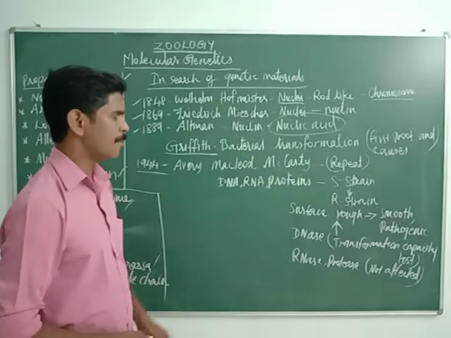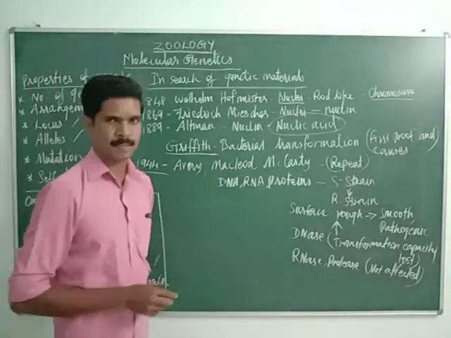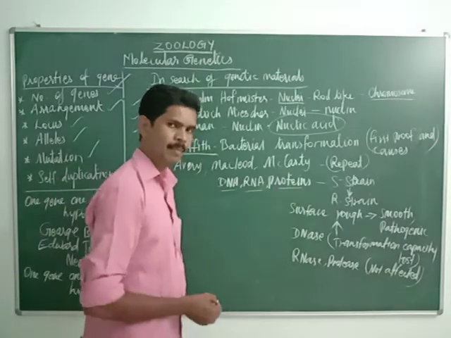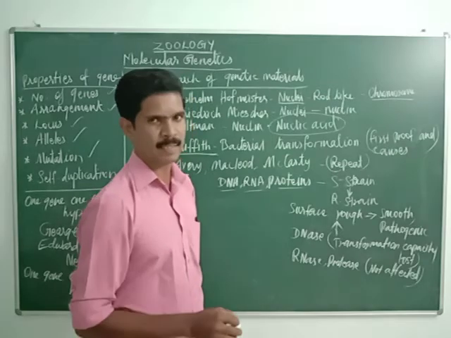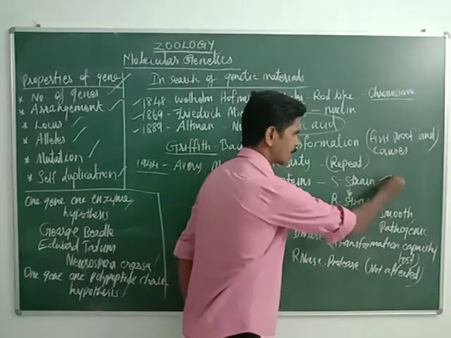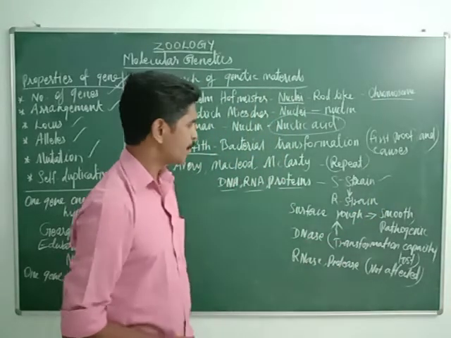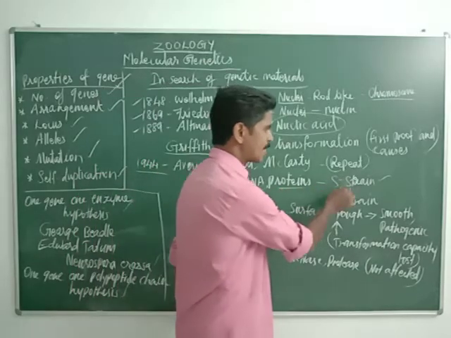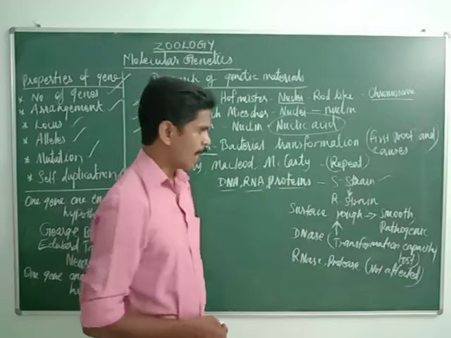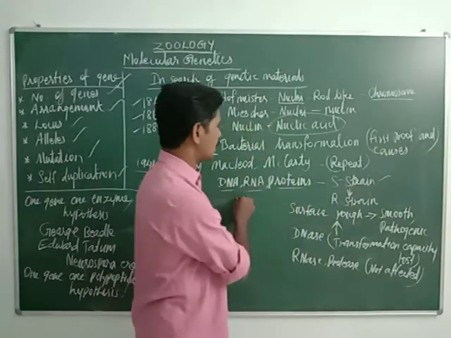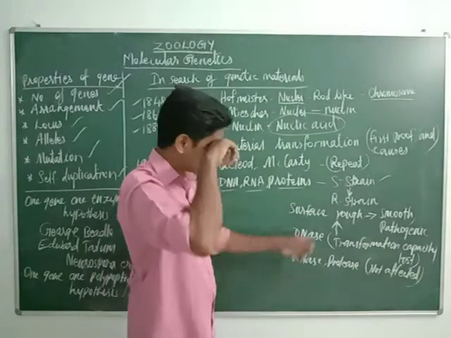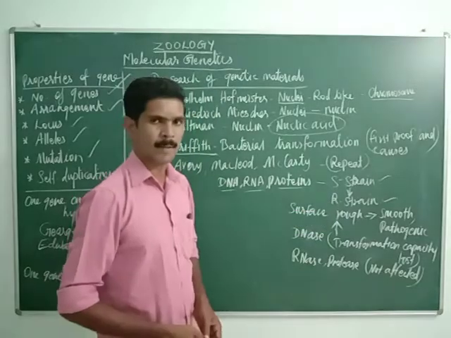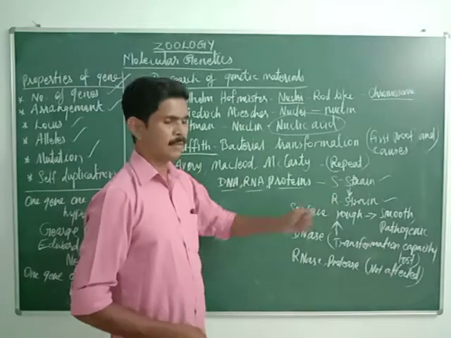Okay, listen very carefully. According to these people's experiments, they isolated DNA, RNA, and proteins from one type of heat-killed bacteria. The name of the bacteria is called S-strain bacteria. Listen very carefully, dear students. This S-strain bacteria's DNA, RNA and protein is now introduced into another bacteria. The name of the bacteria is called R-strain bacteria.